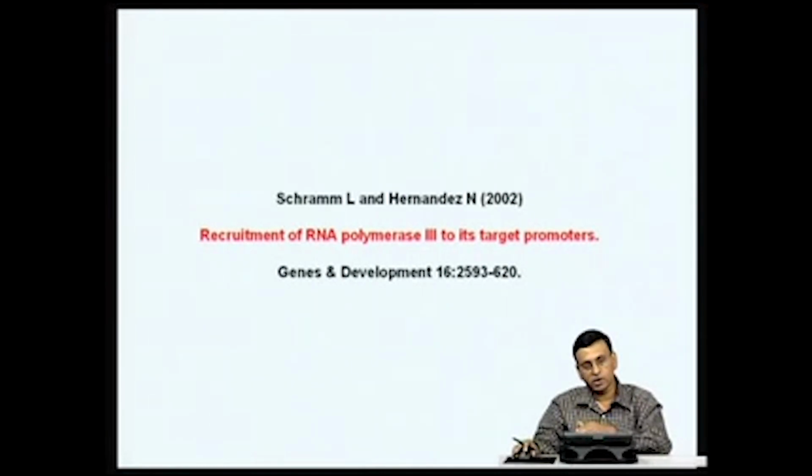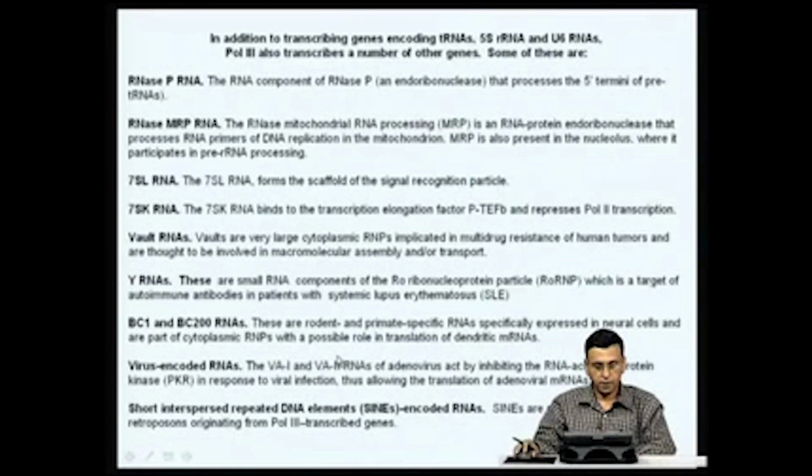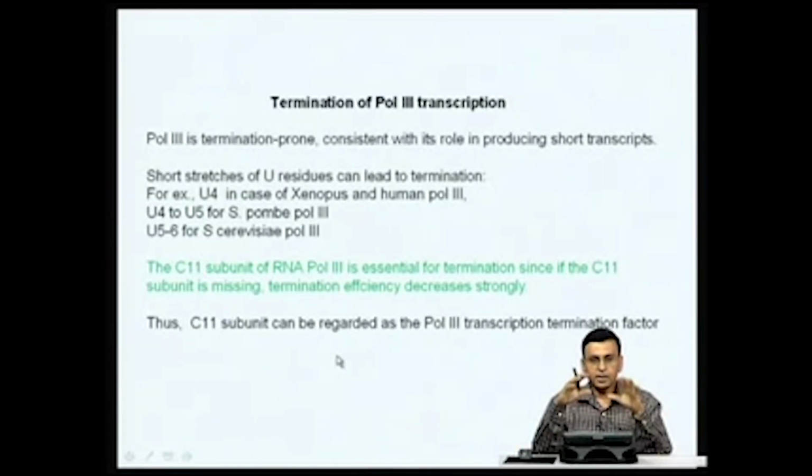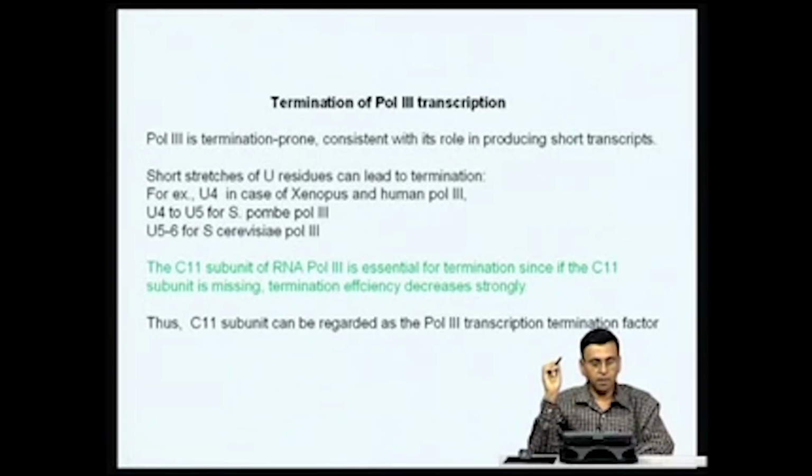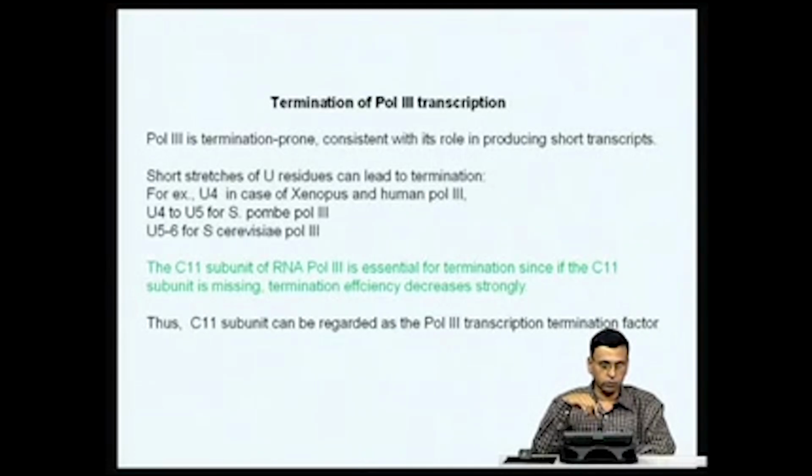There are a number of other review articles, but this is one of the very interesting and very elaborate reviews. Now, as I said, termination of Pol III transcription is very simple, and it is actually determined by a short stretch of U residues in the case of RNA, or T stretch, which corresponds to the T residues in the case of the genes. So, a very short stretch of U residues can lead to transcription termination in the case of RNA polymerase III, and this is one of the reasons why polymerase III produces very short transcripts, less than 400 base pairs, like tRNA, 5S RNA, and so on.